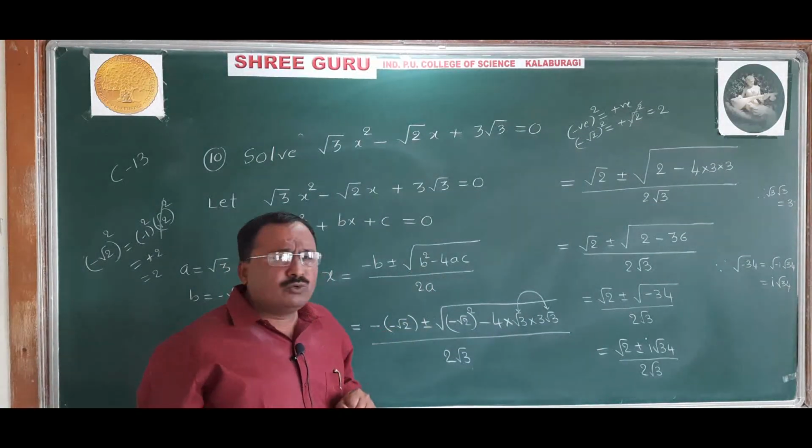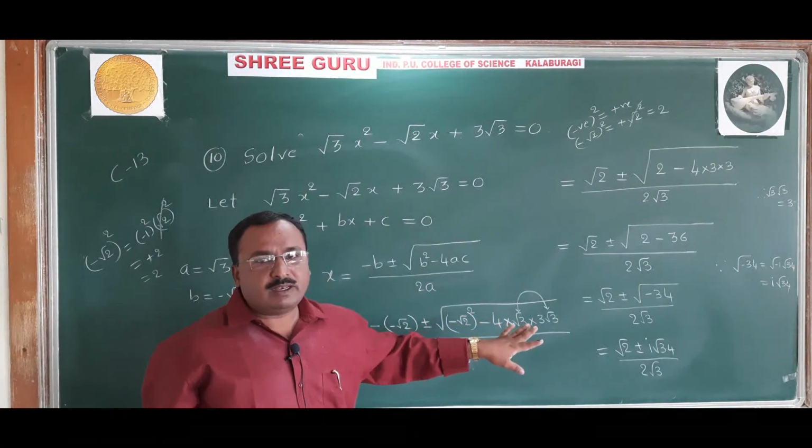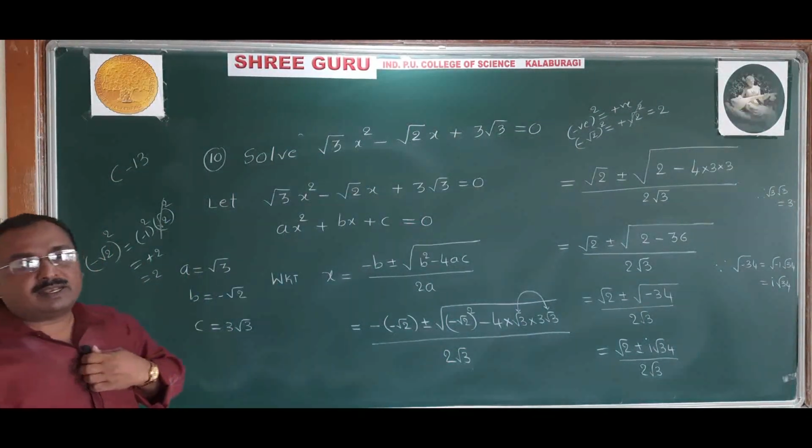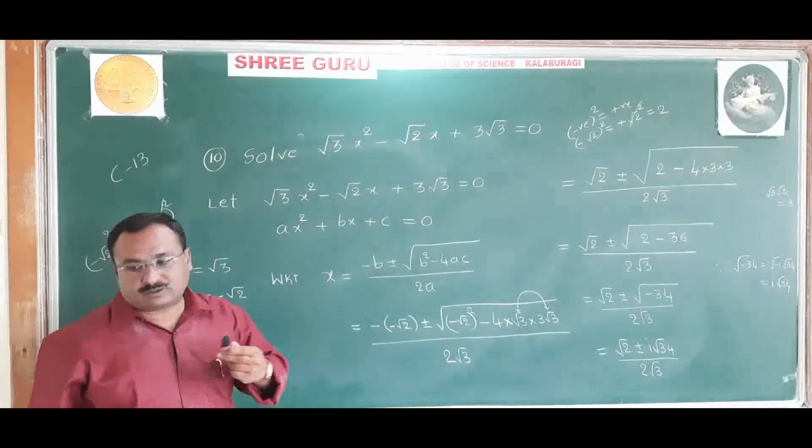That is the value for two values in this place. Here two values are there, one value positive, one value negative. Next, class 14 and example number 11 I will start in the next class. Okay, thank you.